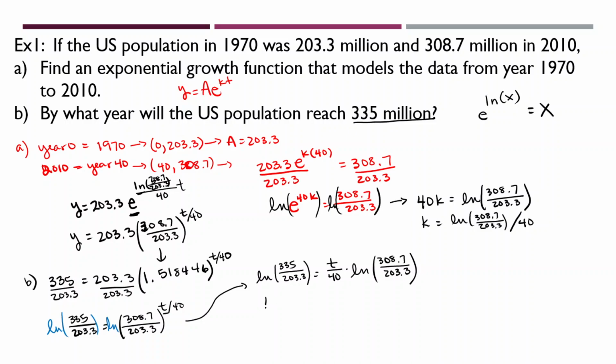Now I can solve for t. So I'm going to multiply the 40 across, and I'm going to divide by this other natural log. Now I can go to the calculator and calculate all of that all at once.